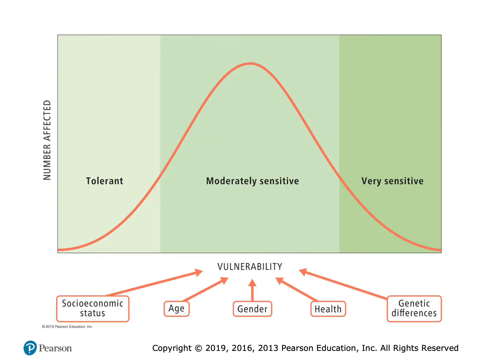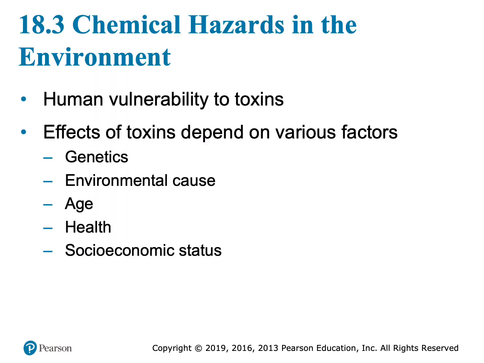Here are an individual's sensitivity to a toxin. It's influenced by so many factors. So how sensitive you are to some sort of chemical agent or toxin can be based on your health, your gender, your age, your socioeconomic status, or any sort of genetic difference that is just ingrained in your genetics. Human vulnerability to toxins can be affected by various factors, which I just talked about: your genetic makeup, environmental causes, where you live, how much access you have had to healthcare in the past, your age, and your health.